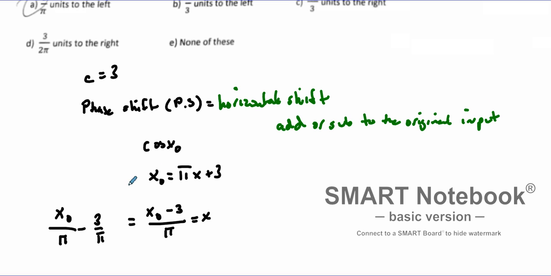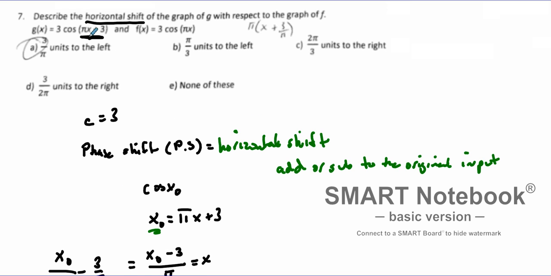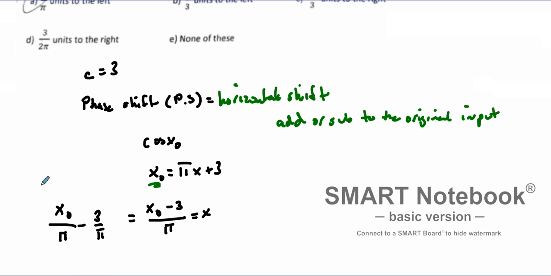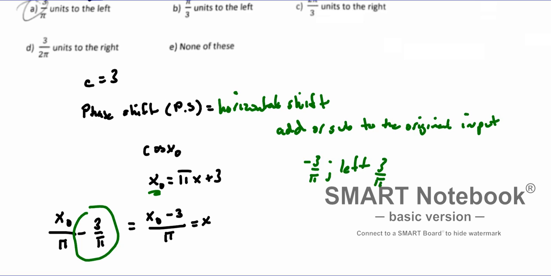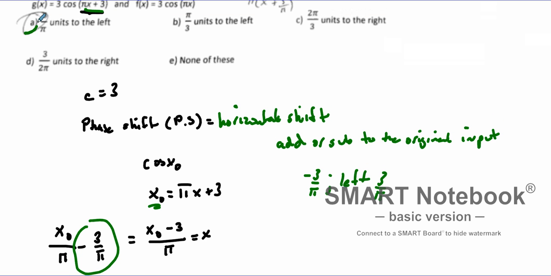So in here, when we solve for our original, we always take the value inside, whatever we have there, and we solve for it. So we see that from our original, we're subtracting 3 over pi. Subtracting 3 over pi means we're moving all of our points to the left 3 over pi units. And so that's why we're moving it to the left 3 over pi units from that value.